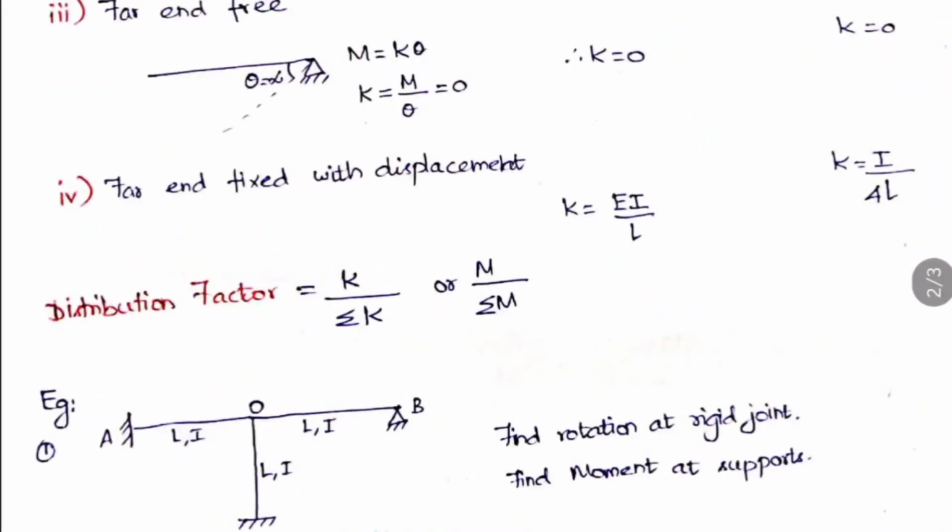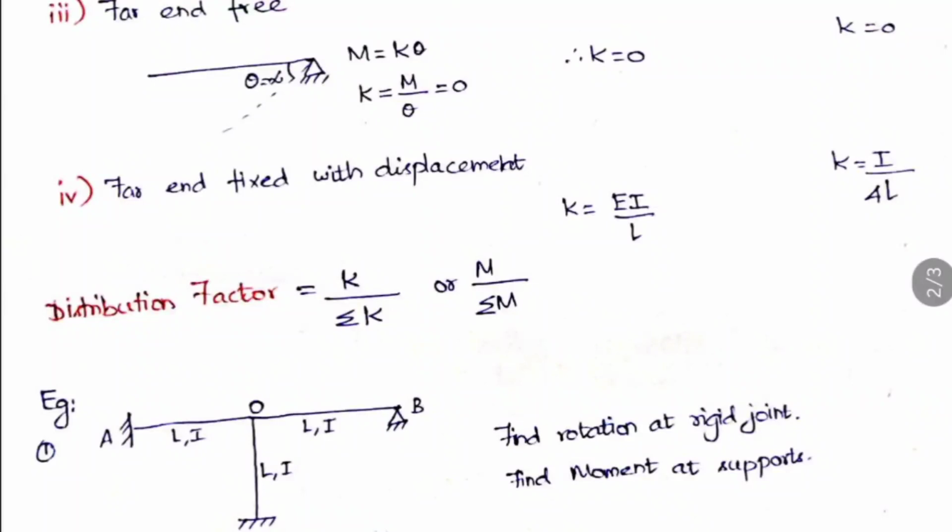And there is a fourth case. Here the far end is fixed, but with displacement, if that is mentioned, it should be EI by L and the relative stiffness is I by 4L. Okay, and then we can go for the distribution factor now. So this is the main concept of this moment distribution theorem.